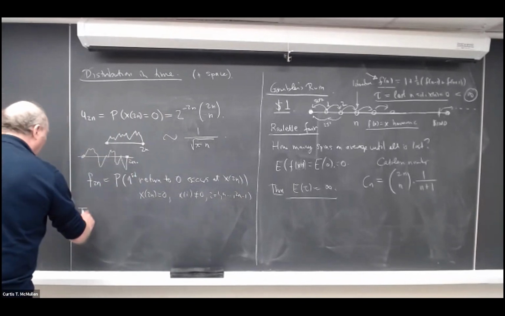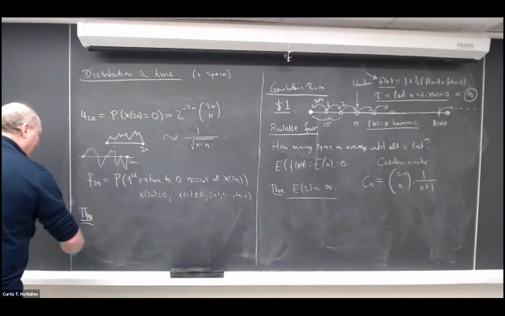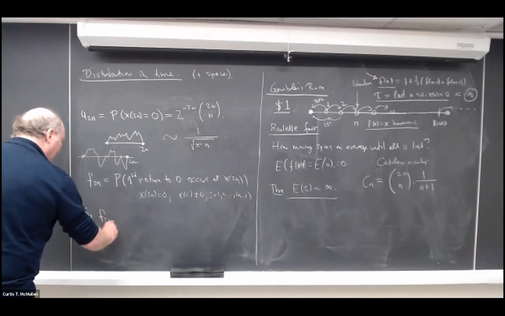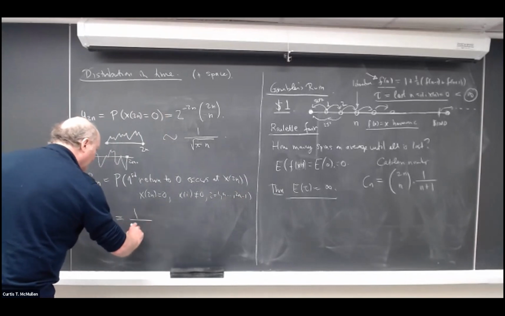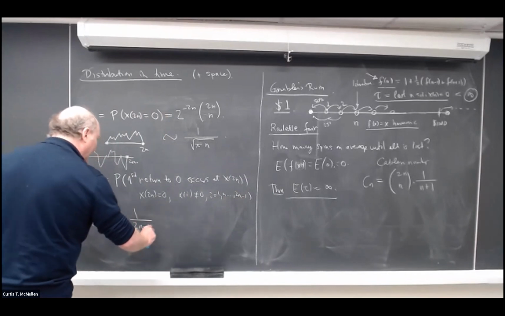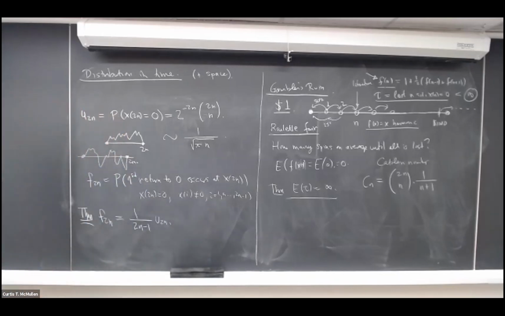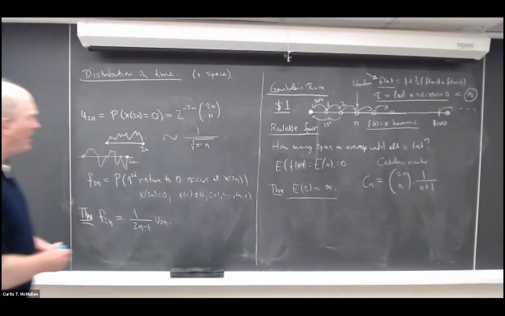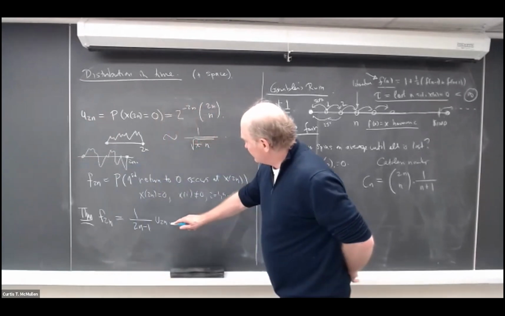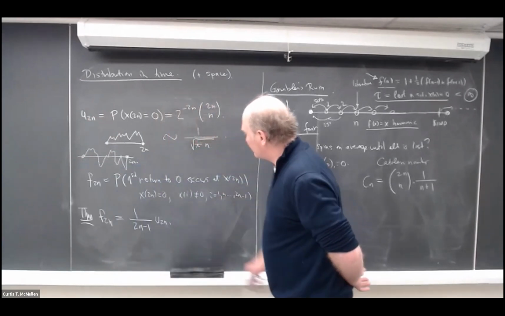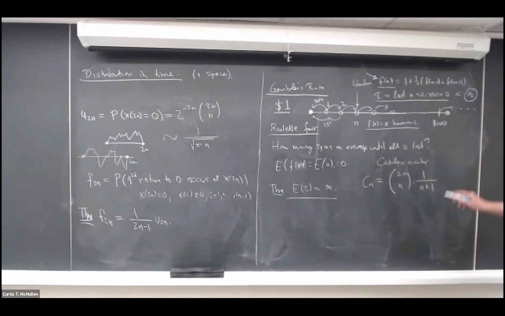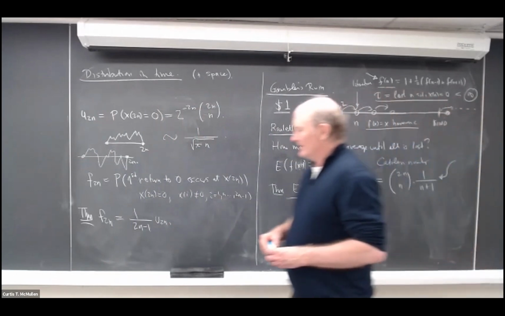And what we're going to prove eventually is that F2n is equal on the nose to 1 over 2n minus 1 times U2n. So it's a very simple expression in terms of U2n. And what you'll notice is that it's very similar to this Catalan number that Alec mentioned.